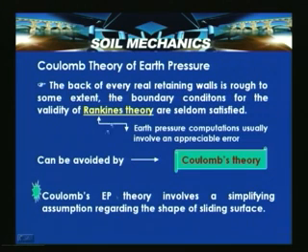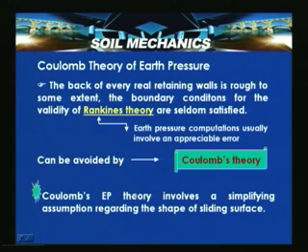wall. So, as we discussed just now, the back of every real retaining wall is rough to some extent. So, the boundary conditions for the validity of Rankine's theory are seldom satisfied. The ideal Rankine's conditions, like a smooth vertical wall with a horizontal fill surface, are seldom satisfied. In such situations, we have to resort to Coulomb's theory. Earth pressure computations usually involve an appreciable error if we deal with Rankine's theory, assuming negligible friction at the wall-soil interface. This can be avoided by adopting Coulomb's theory.